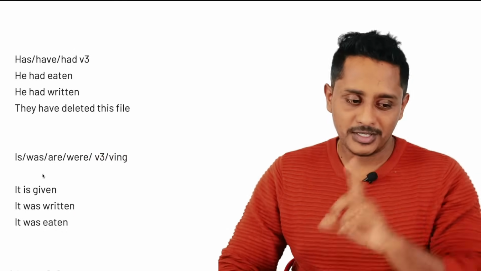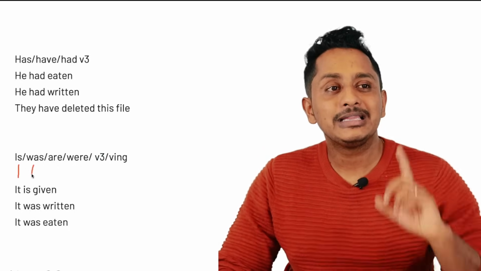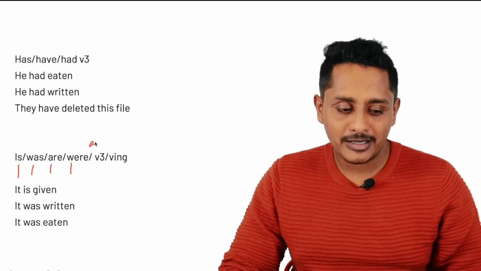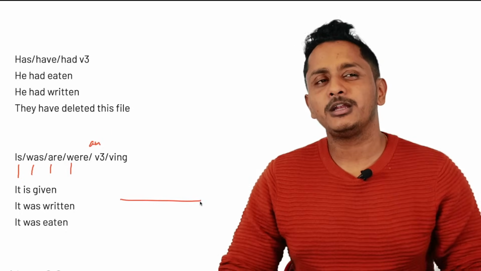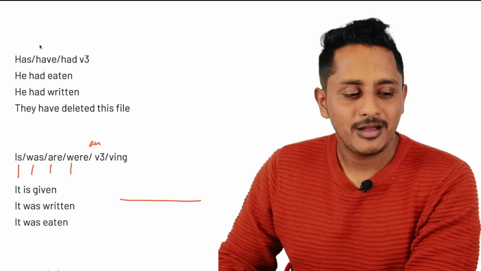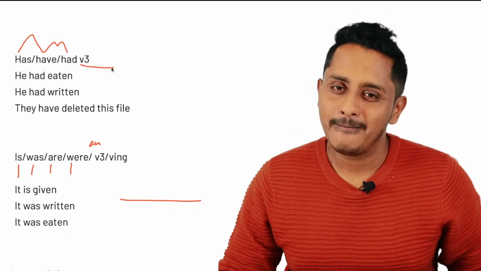So all you've got to remember is: after is, he is, past tense he was, they are, past tense they were, I am also, I can add it here, it is missed. After all these, if there is a blank, there can be only two possibilities, verb 3 or verb ing. After has, have, had, if there is a blank, a hundred percent it is verb 3. Hope you are getting it.